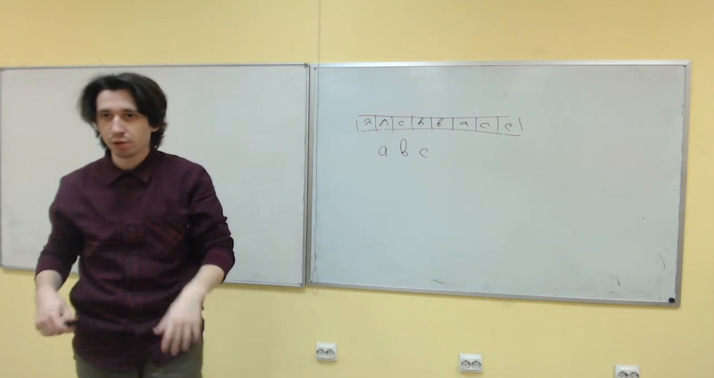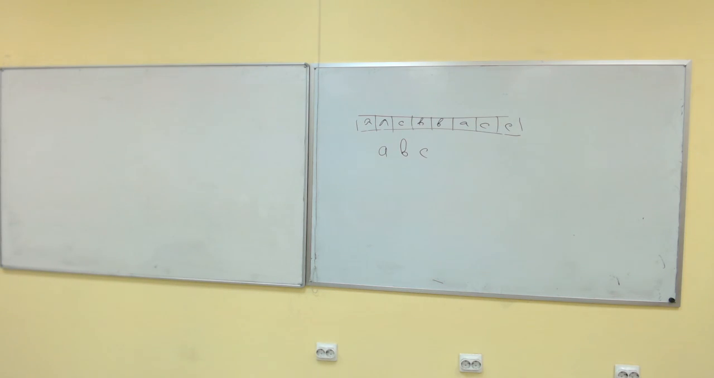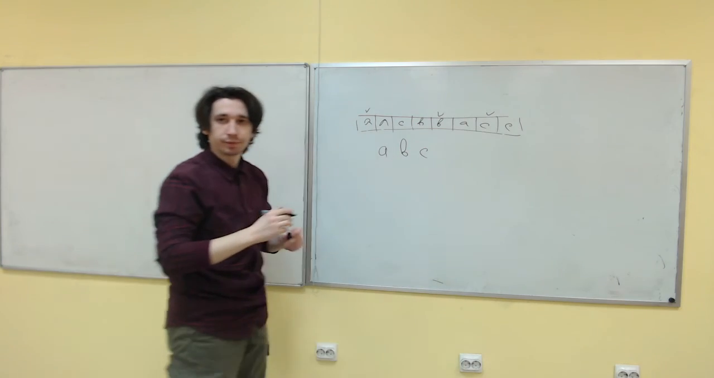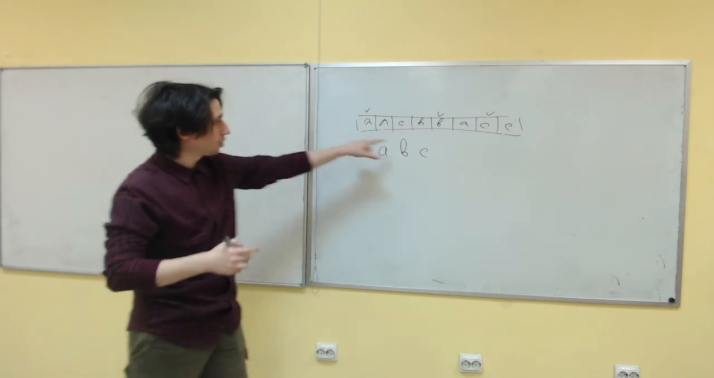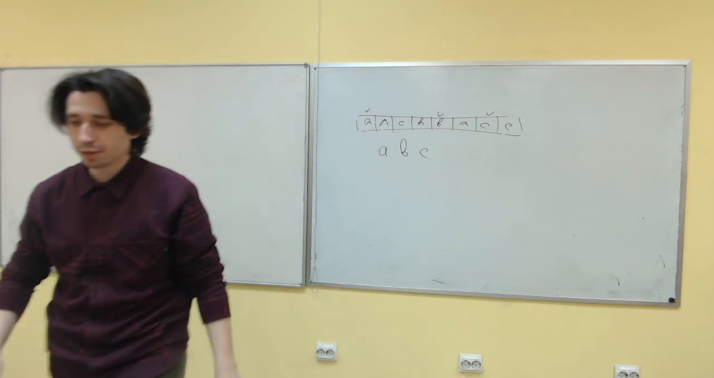Not necessarily consecutive, but with some gaps. So for example, this one is the correct triple. They are not consecutive. There are some blanks there, but it's still ABC.